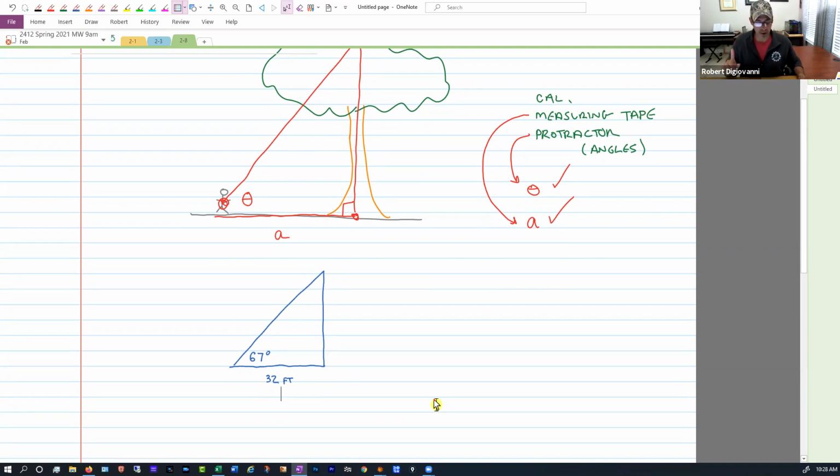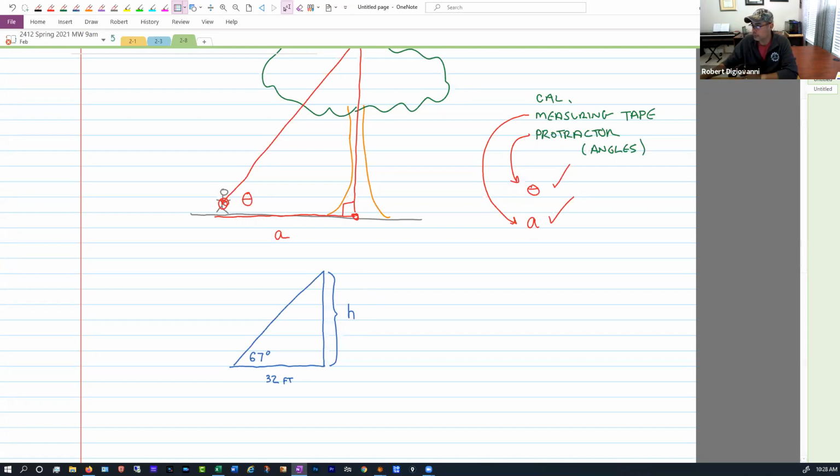What we're interested in knowing is how tall this tree was, which is this side over here, which I'm going to call this, I could call it anything I want. I'm going to call it H for height. Y'all okay with this?